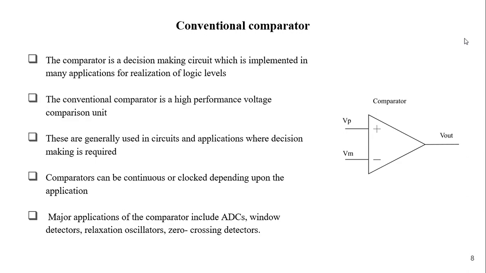If the voltage Vp is higher than the voltage at Vm, then the output is a high logic level, and if it is reversed, then the output is a low logic level. So the conventional comparator, which is in the books, is a high performance voltage comparison unit. It mainly consists of 3 stages.